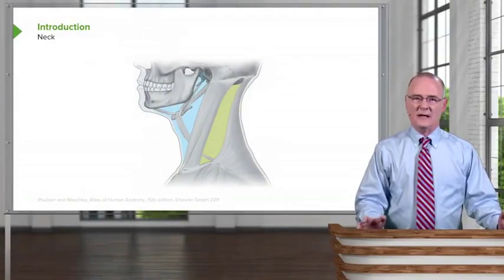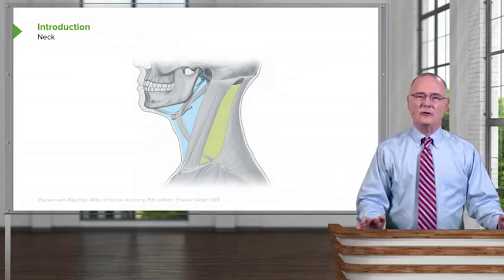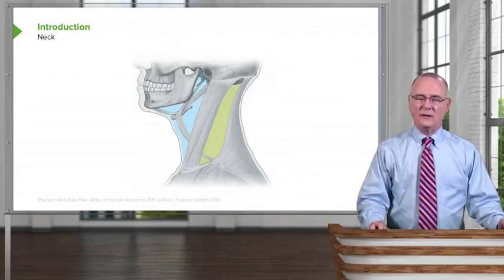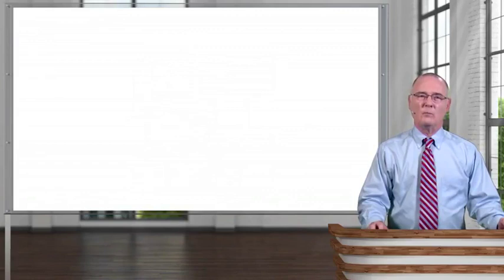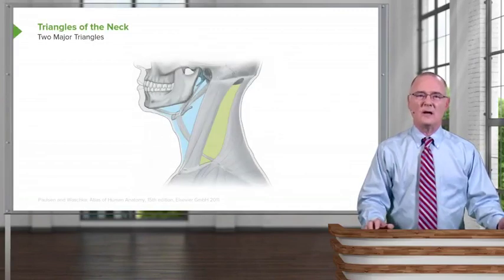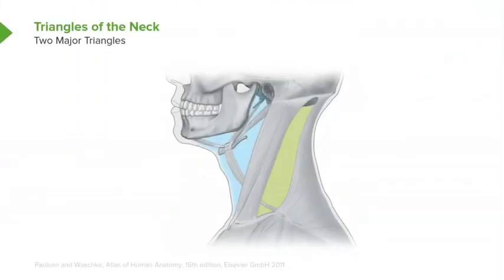Here we have the introduction to the lecture, and two areas are highlighted, and these happen to be the triangles of the neck. So if you'll continue on this journey with me, we'll learn more about these geometric configurations. So again, two colored areas here. We have the area in blue. This is one of the major triangles of the neck, and then the one located posteriorly is the second triangle of the neck.